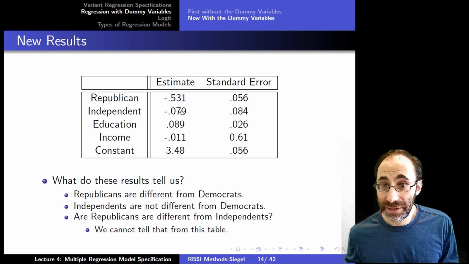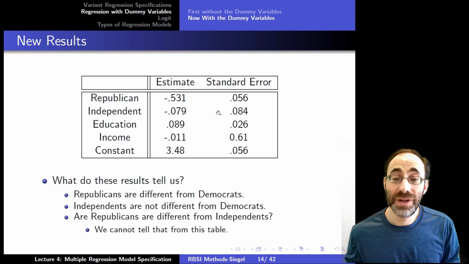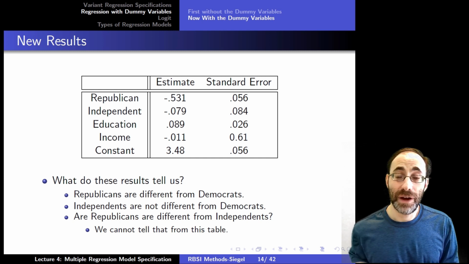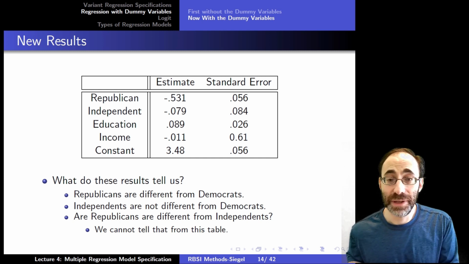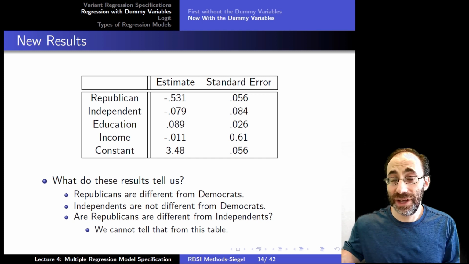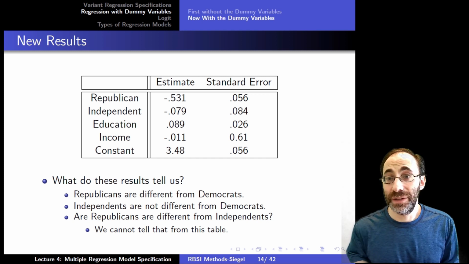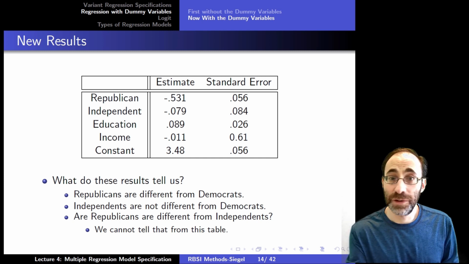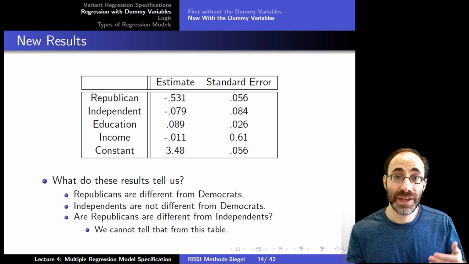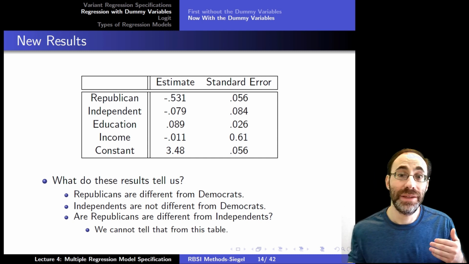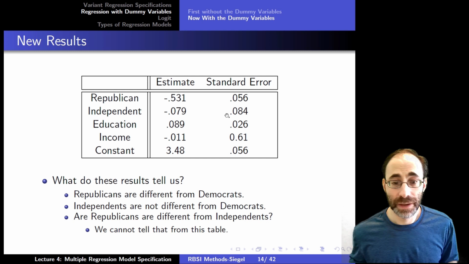Now we divide the independent estimate by its standard error, and we see it's less than 1, so we do not see that independents are different from Democrats. Already we're finding a reason to use these dummy variables, because before we had a constant change in partisanship for each unit, but that turned out to be an illusion. In reality, the effect is not constant. There's no difference we're finding here between independents and Democrats. We are finding a substantial difference, though, between Republicans and Democrats.